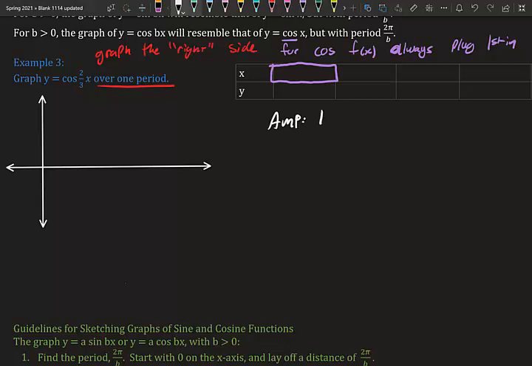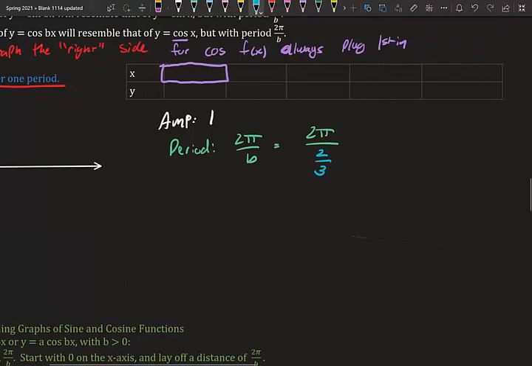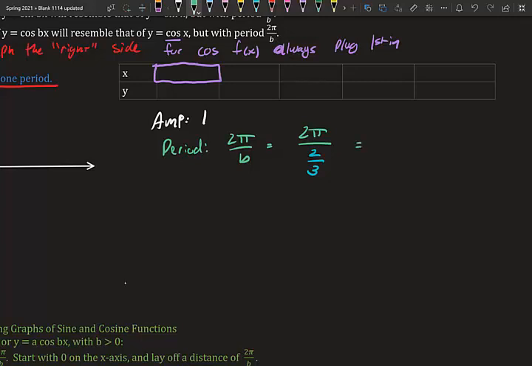Let's go ahead and find our period. So our period, it's a formula. Our period, the formula is 2 pi over b. So we have 2 pi over b. b is 2/3. So when we simplify this, we keep change flip. So we have 2 pi times 3 over 2. So we get 3 pi. So that means our period is 0 to 3 pi.